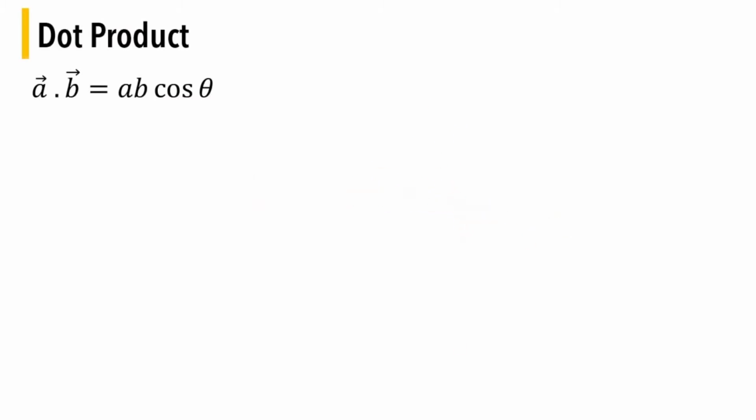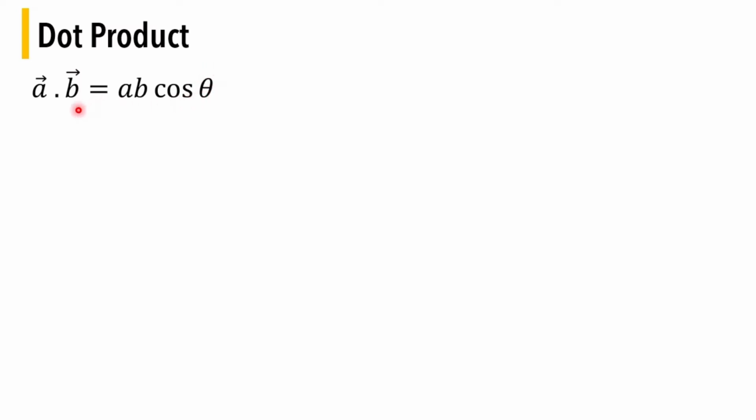Okay, now let's take a look at the dot or scalar product step by step. Since you know that the formula for dot product is a dot b is equal to magnitude of a times magnitude of b times cos of theta. This theta is the angle between vector a and b.